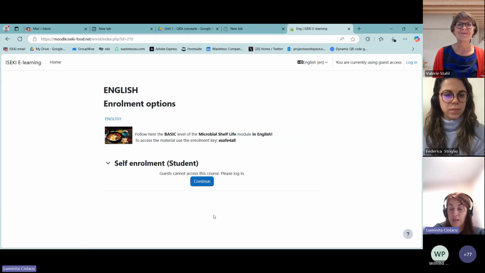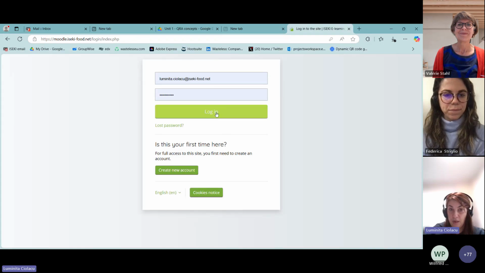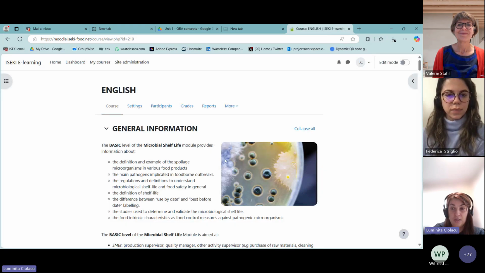If you go further, the platform will ask you to get a student account, which you can do at this step. In order to access all the available materials, you first need to create an account. For me, I will just log in with my account. It's very easy. It's just some general questions that you need to fill in, and you will get your account very fast.